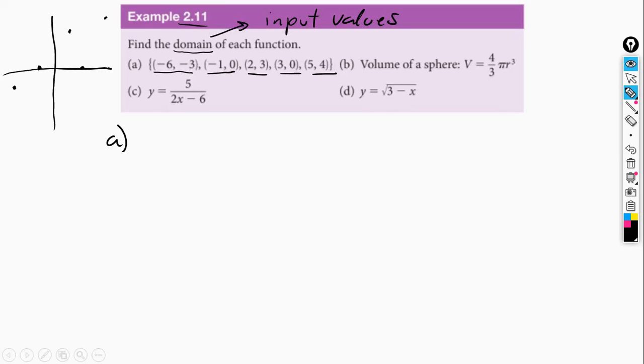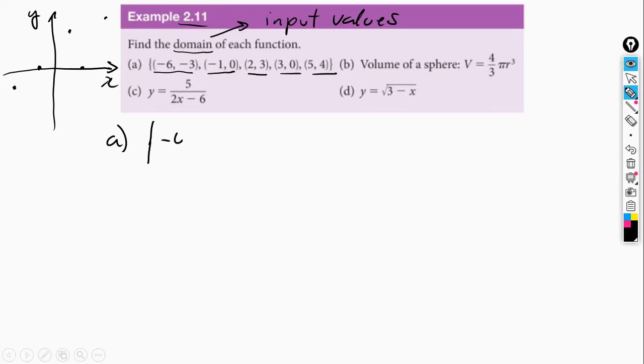And the input values here, remember that this is the Cartesian plane. This here is the x-axis, and this here is the y-axis. So the input is going to be the x coordinates. And we just make a list. So in this case, the domain, we make the list, would be all the x coordinates for these points, right?